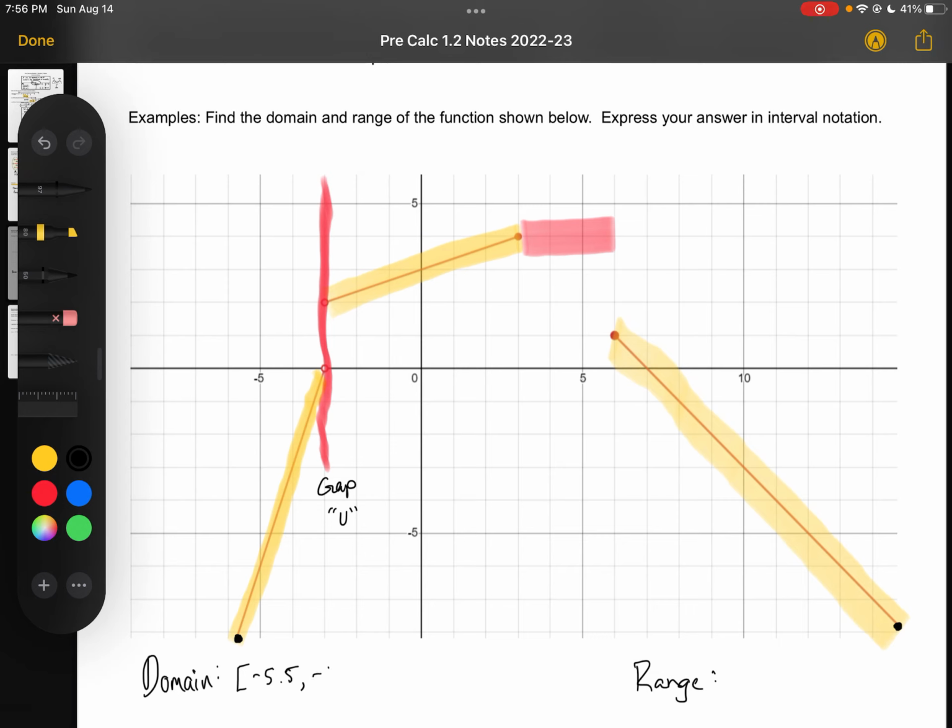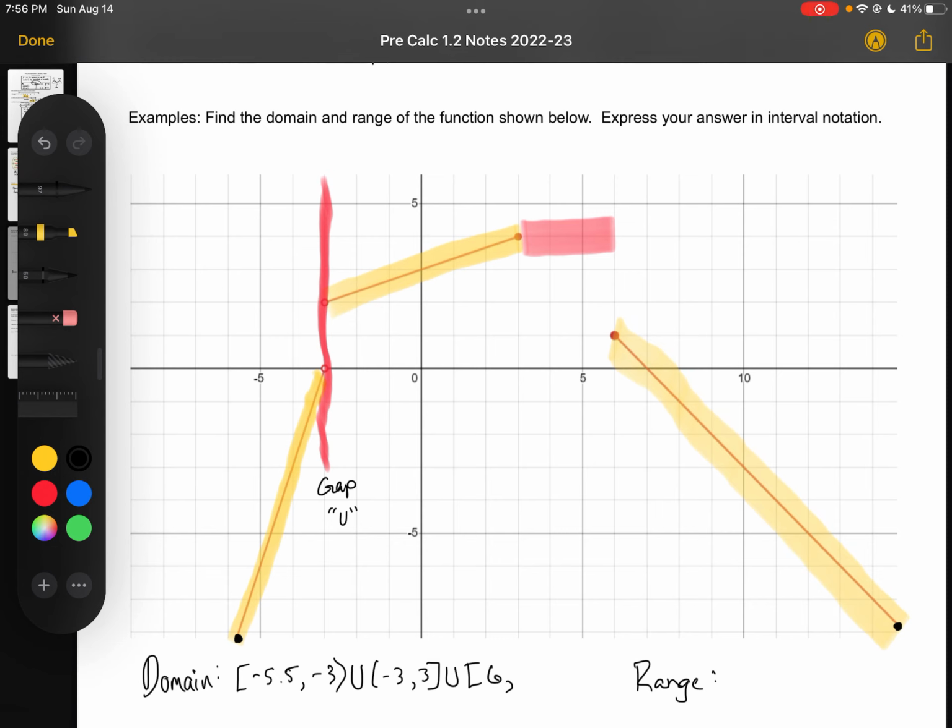3, and there's a gap there. So we have to put our parentheses, put our U for our gap, start up again at negative 3, and we make it all the way to positive 3 this time with a nice little bracket. And then we have our second little red window gap there. So another union, and then we'll start again at 6.